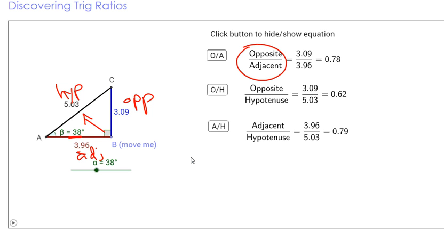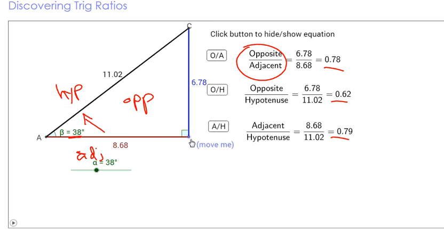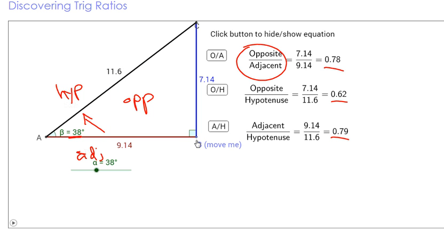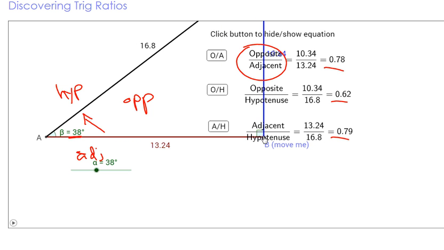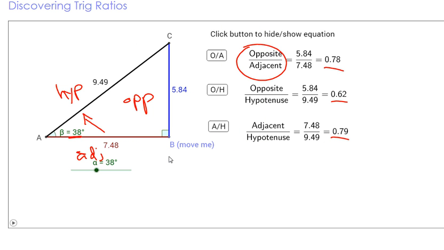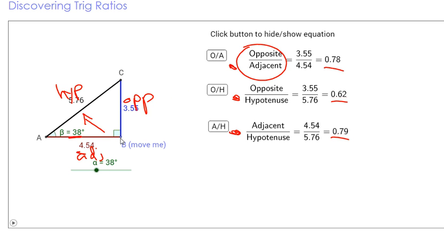So if we take those side lengths and divide them, you can see we get some ratios, some numbers here. The interesting thing here is that it doesn't matter if we're talking about this triangle or another triangle with an angle of 38 degrees. You can see that the ratio of the opposite to adjacent, this one right here, stays the same. The ratio of the opposite to the hypotenuse stays the same, and the ratio of the adjacent to the hypotenuse always stays the same. So that's an interesting property of right-angled triangles that helps us find missing side lengths or angles. So we'll walk through that process right now.